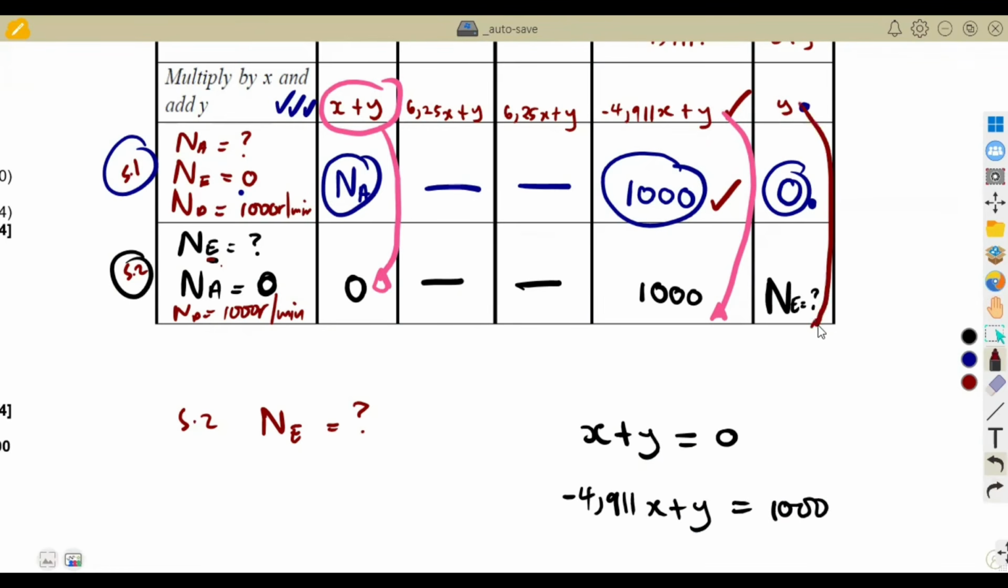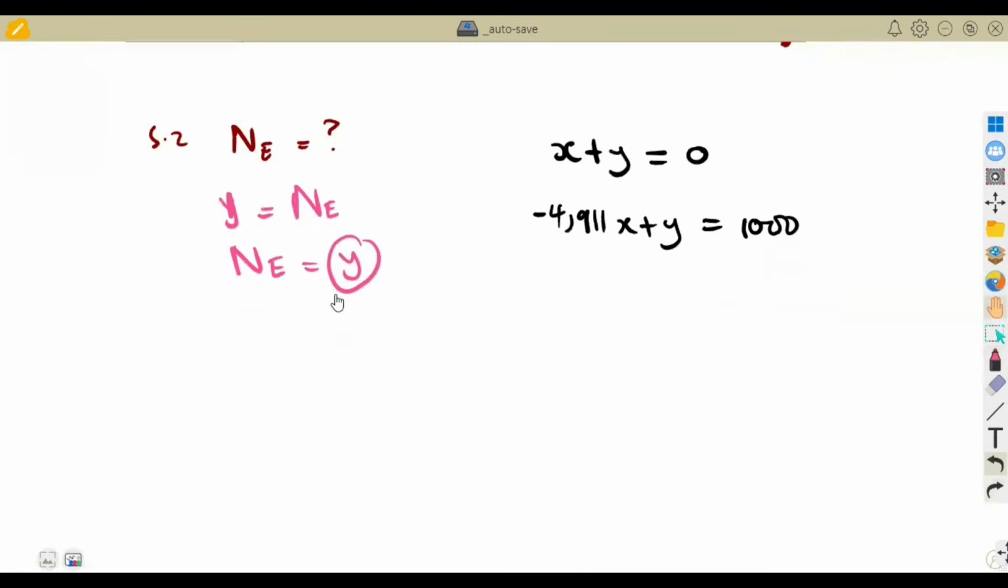Then the last part is this one. y is equal to what? y is equal to NE. That is, y is equal to the speed of the arm, which is NE. So it means to find NE, we simply need to calculate the value of y, because they are saying y is equal to n. This is what we have from our diagram. So by solving for y, we are solving for NE.